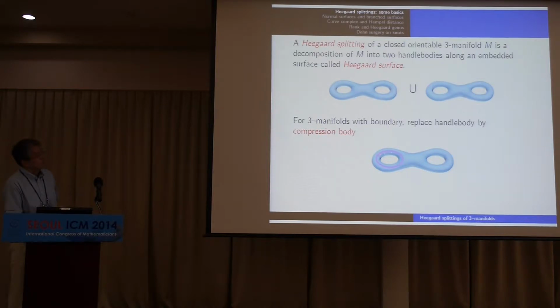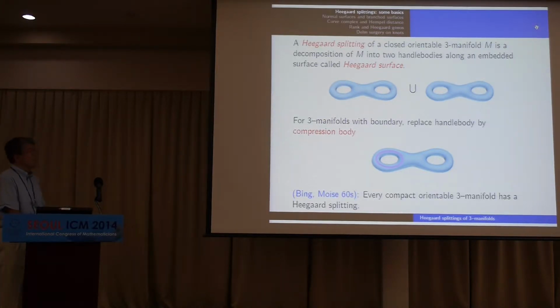For example, in this picture, here I have a genus 2 handle body, and I have this purple circle, which is part of the core graph of your handle body. Now you delete the neighborhood of this circle. So this is the compression body. Now you glue a pair of compression bodies, and you also view a handle body as a special compression body, along the outside surface. Then you get a Heegaard splitting for manifolds with boundary.